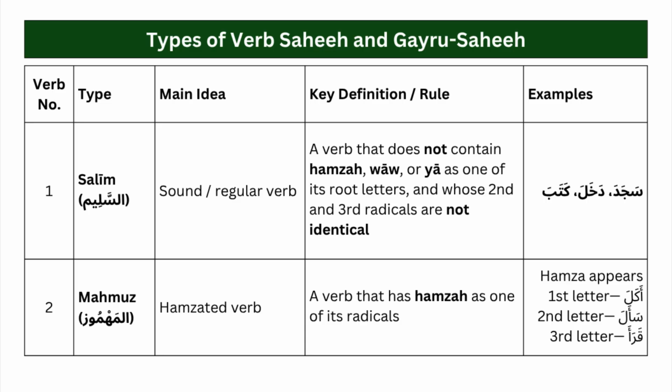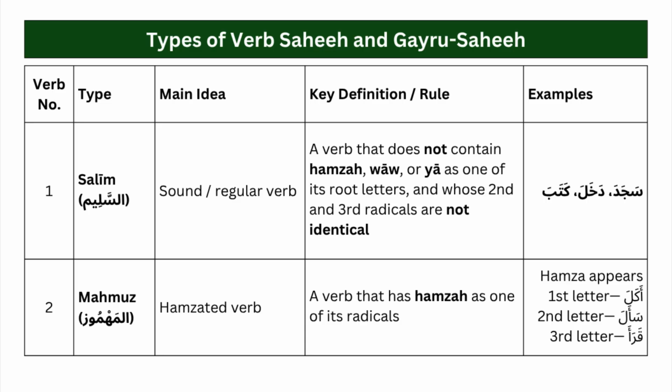Before we go into the detailed rules of mahmuz verbs, we need a clear map summary of the families of verbs. This slide briefly reminds us of that map. If students do not understand these families first, then later, rule changes may feel confusing. But once the families are clear, the detailed changes become much easier.